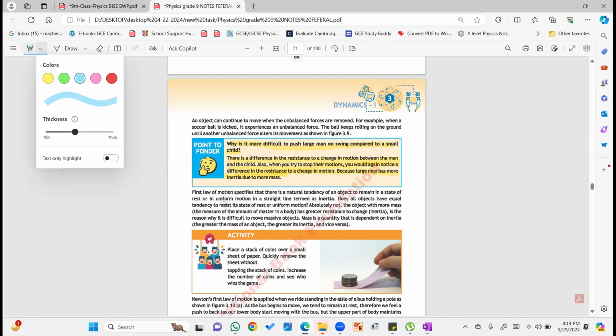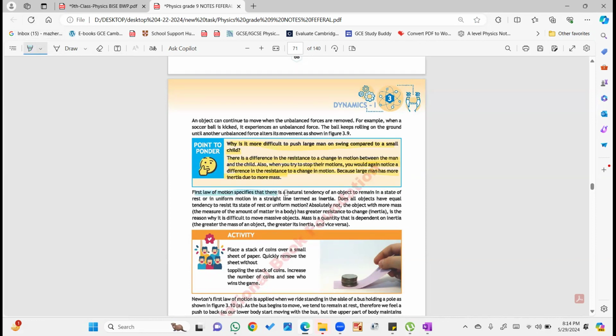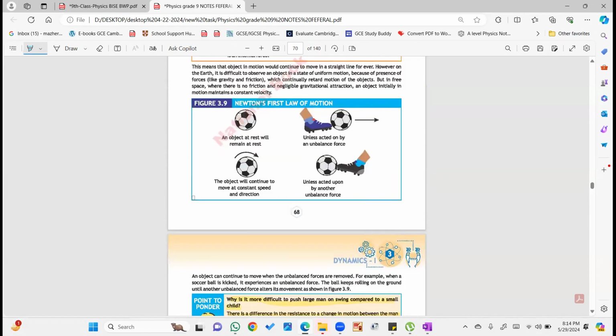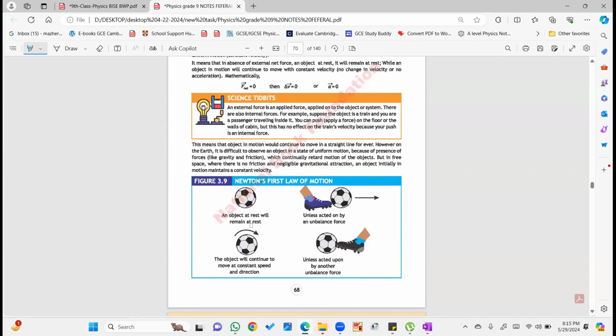And here is a bit of a definition. The first law of motion specifies that there's a natural tendency of an object to remain in a state of rest or in motion in a straight line, known as inertia. And then they have asked, do all objects have equal tendency to resist their state of rest or uniform motion? No. And why is that? Because every object has a different mass. Yes, because every object has a different mass.